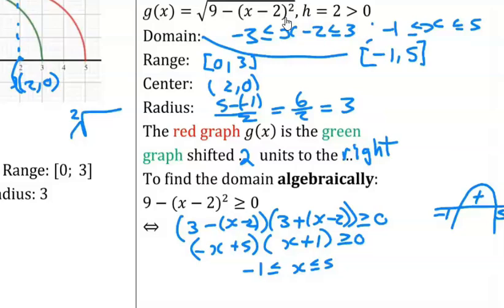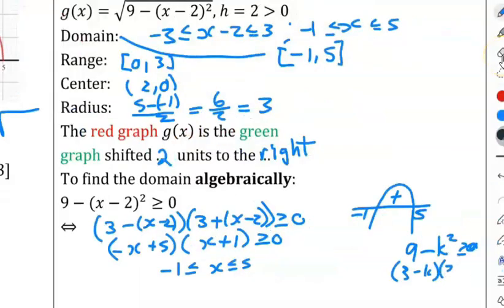Remember, it's again what we call the K method, where we let this x minus 2 equal to something. So we had 9 minus k squared greater or equal to 0. So get 3 minus k times 3 plus k greater or equal to 0. And then we solve it with a parabola.